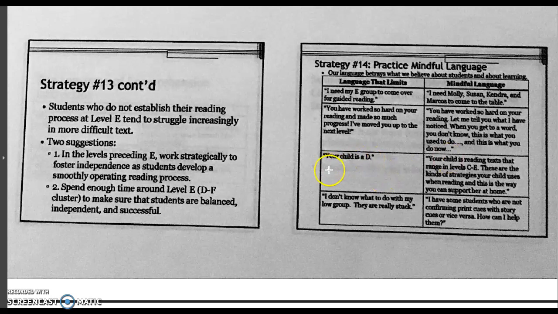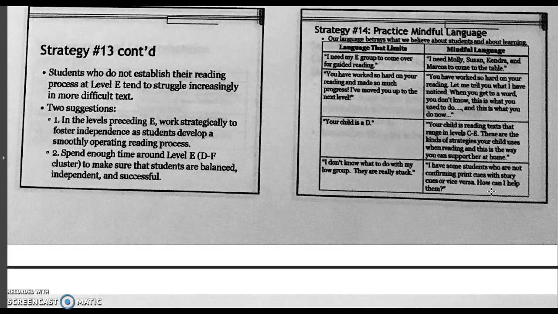Saying your child is a D when you're talking to parents really limits that kid. Using this kind of language, especially around the strategies. I would constantly talk to parents. Yes, they want to know what level their child is reading at. And I would tell them, but then we would talk about strategies. Here's what they're working on with me. Here's what you can work on at home.